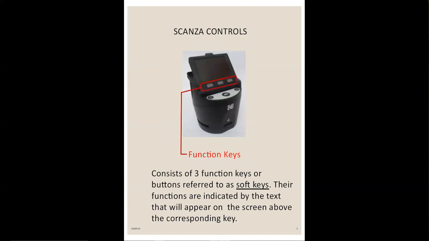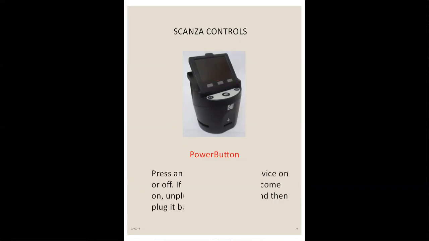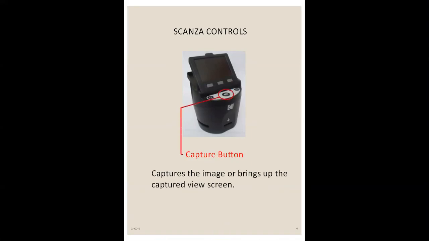Now, right here, we have the function keys. Those will allow you to select. Even though you connect the second monitor up and view the picture on there, you're still going to need to select the features on the actual device itself. So you're going to have to get familiar with these buttons here. We have the power button, the capture button. This is what captures the image.